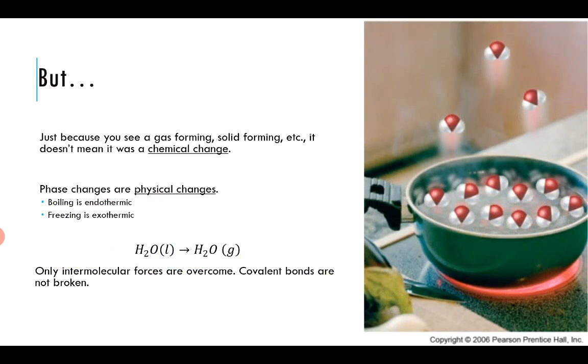But just because you observe one of these phenomena doesn't mean that it was necessarily a chemical change. Some physical changes also release light or release a gas, for instance. So phase changes, we have to remember, are physical changes. And by a physical change, we mean the identity of the chemical species does not change. Only the state of matter changes. And so if only the state of matter changes, then it's a physical change.